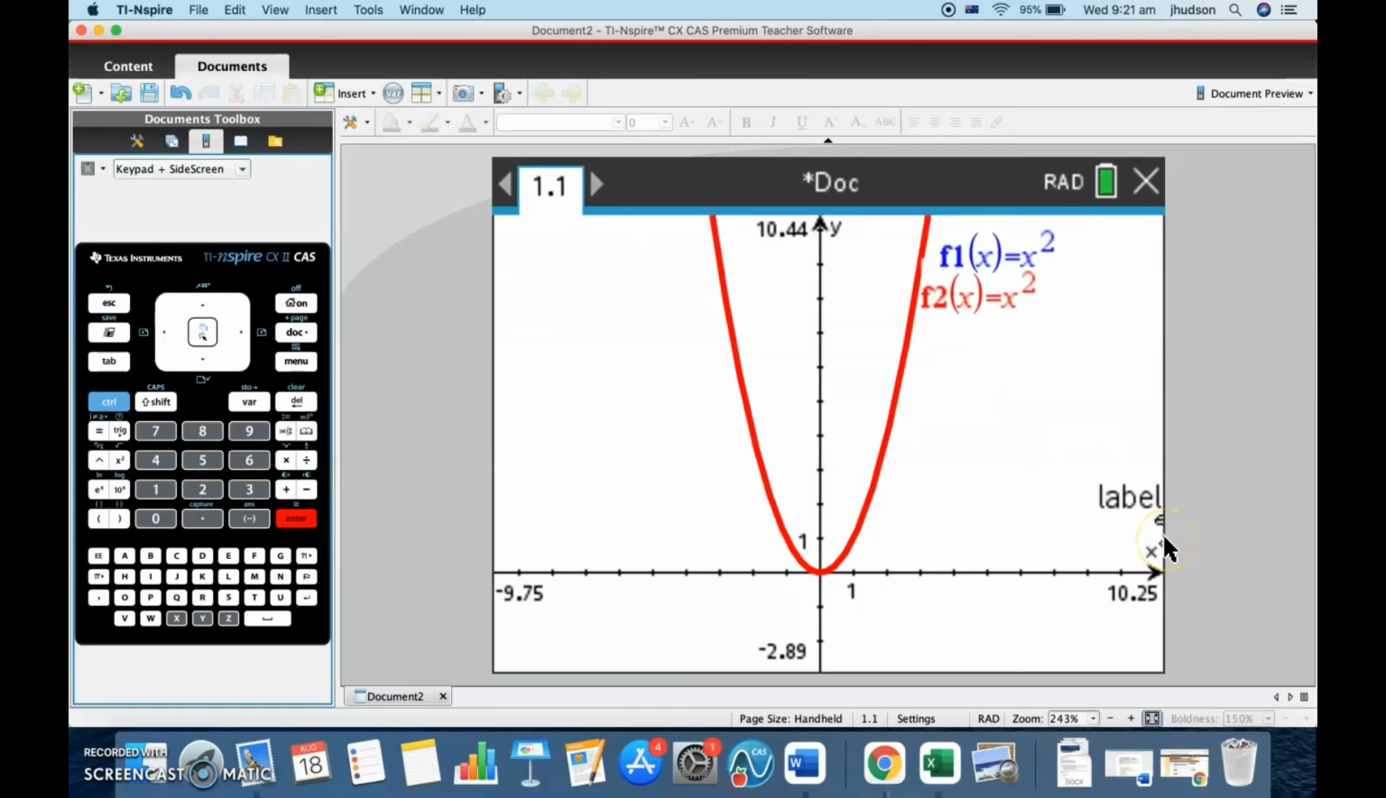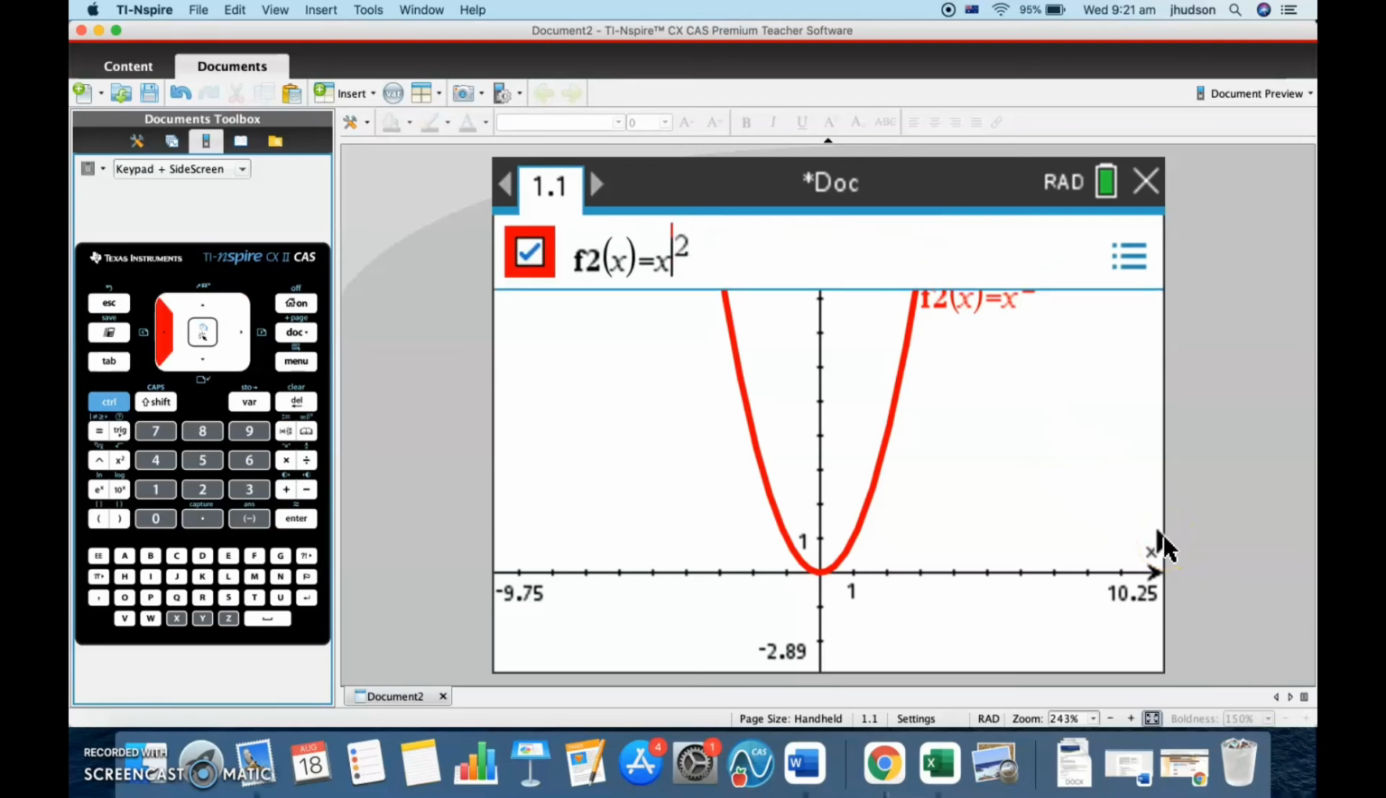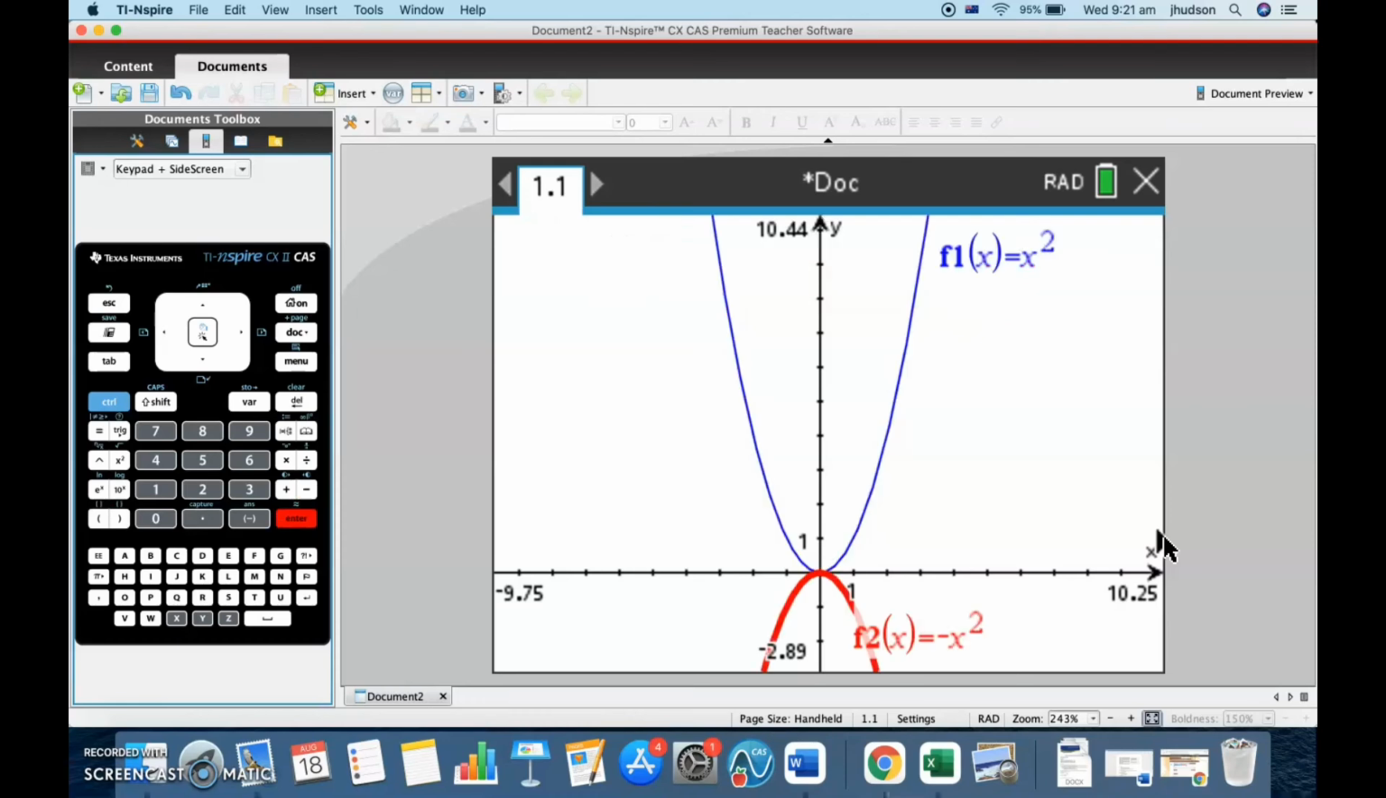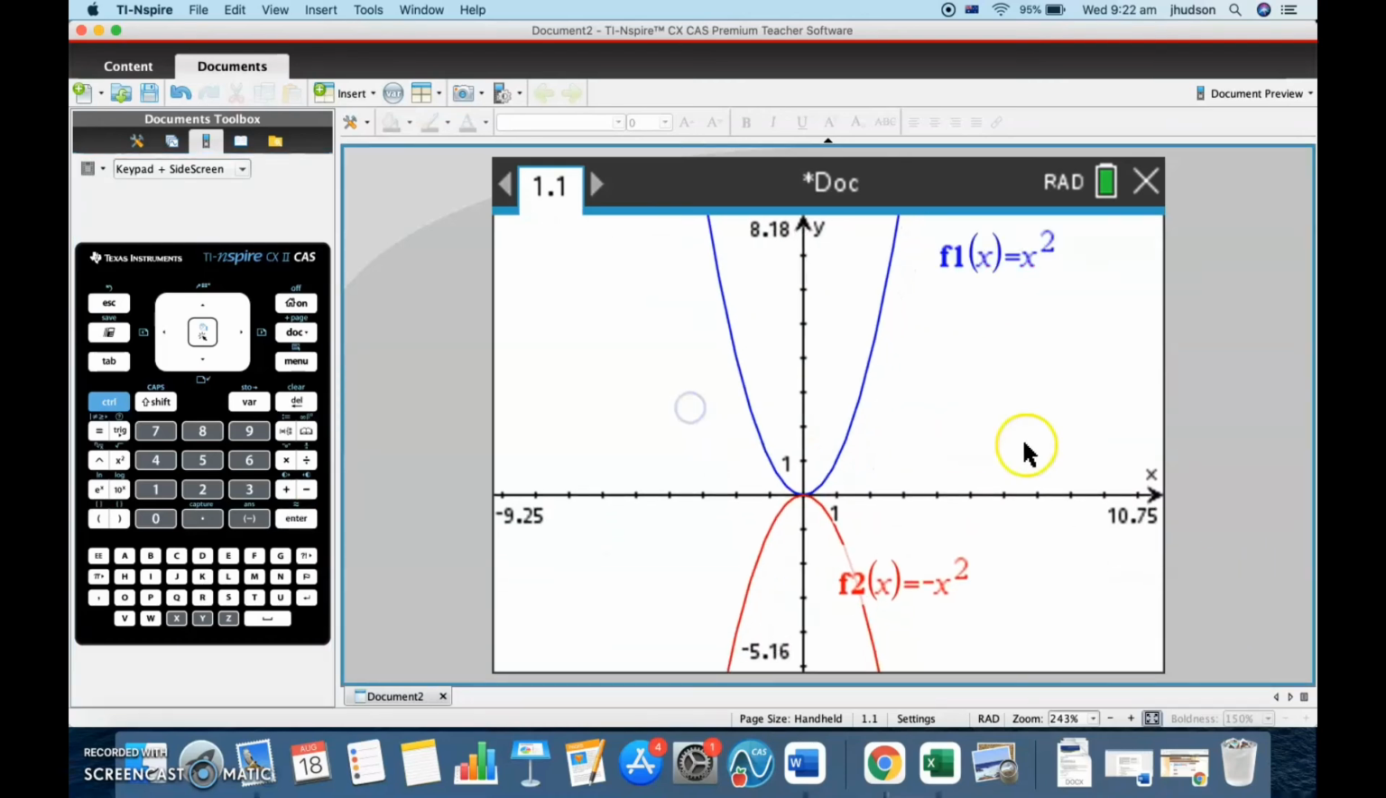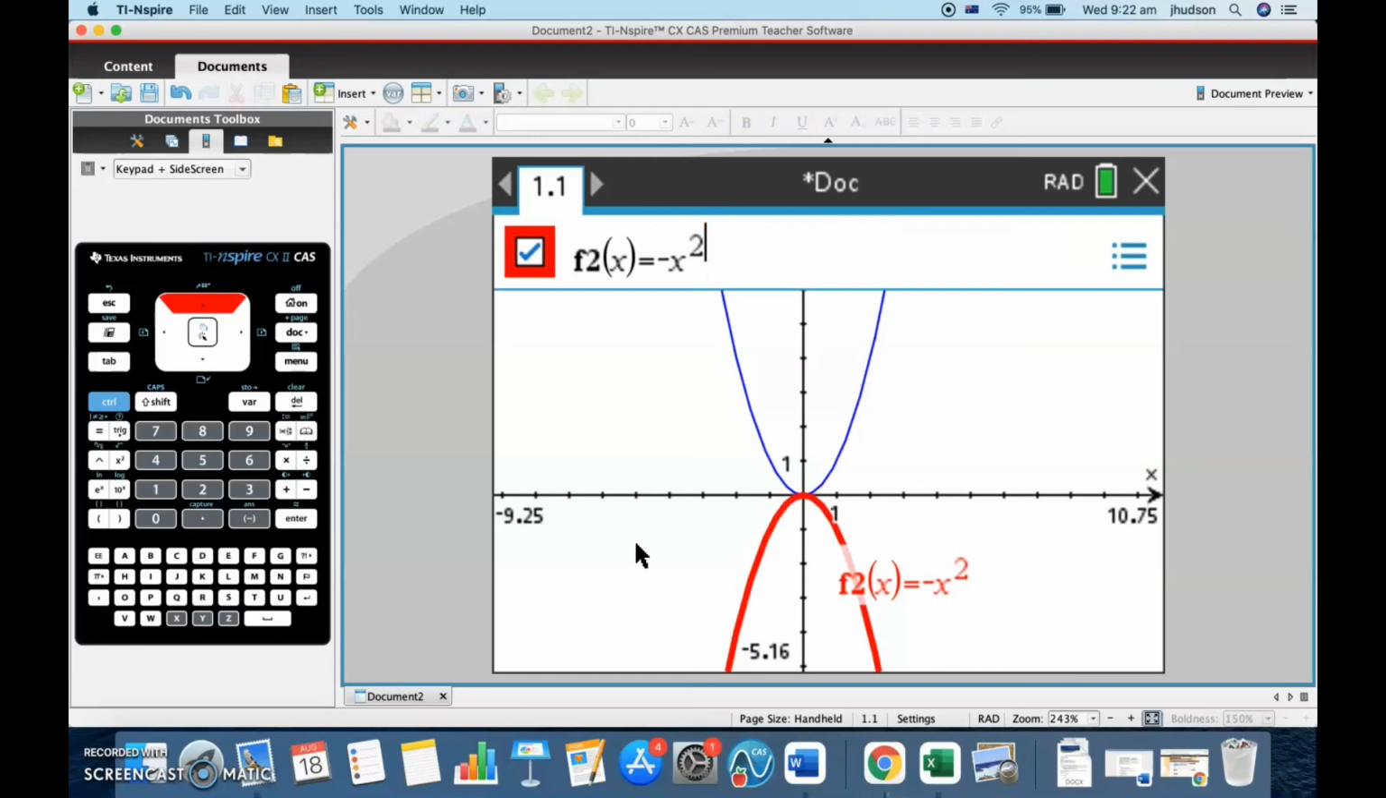Now the next thing I might do is I'll add a negative there and see what happens. So I'll put a negative out the front. Do you see how that sort of flipped it upside down? What's happened there is it's reflected in the x-axis. The x-axis, which is just here, is sort of acting as a mirror, and it's flipped it upside down.